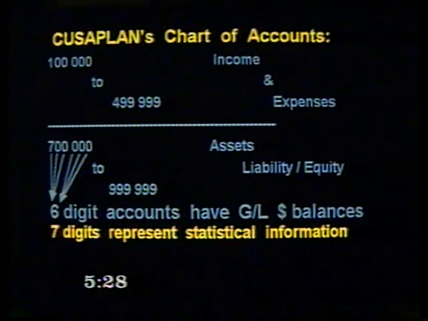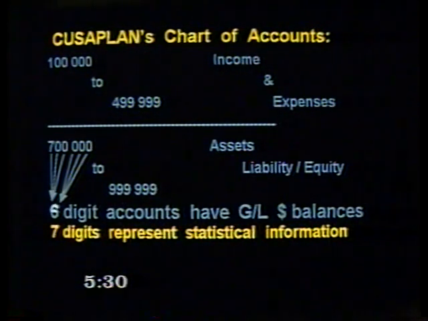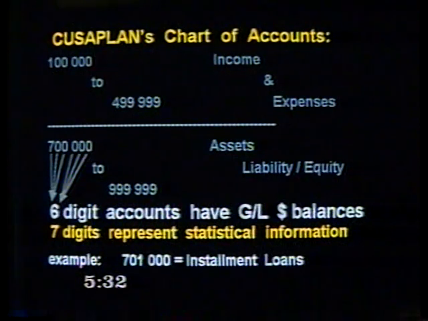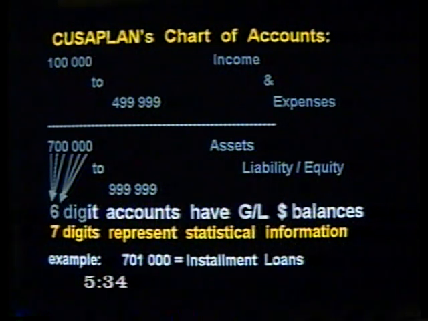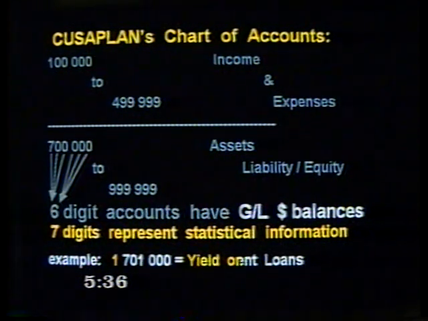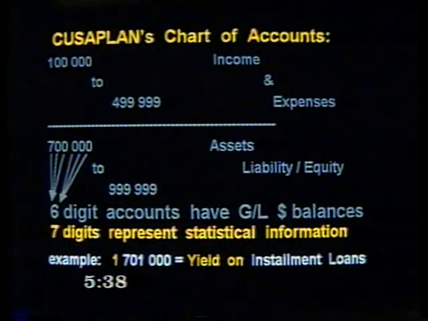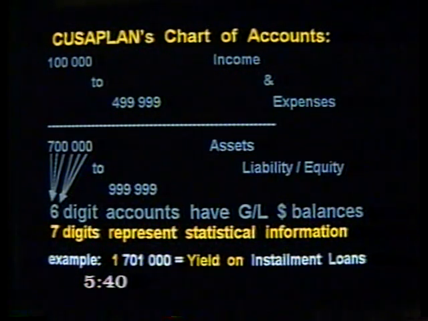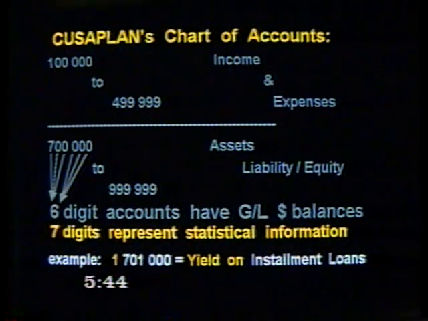An example would be to take the installment loan number from the balance sheet, 701,000, and put a 1 in the millions position in front of it to keep track of your interest rate on installment loans. A few statistical accounts, such as rates associated with your balance sheet and totals of other statistical accounts, can be produced for you from within CUSA-Plan. Most others will be entered manually after month-end financial data is in place.